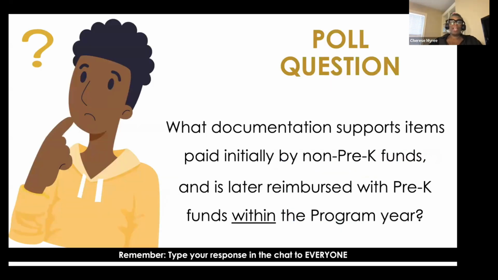All right, great. And so our next poll question is, what documentation supports items paid initially by non-pre-K funds, but later reimbursed within the program year with pre-K funds? So if you, for example, bought some items before you got funding, and then you want to reimburse yourself or the organization for those items, what kind of documentation will help you support that reimbursement?